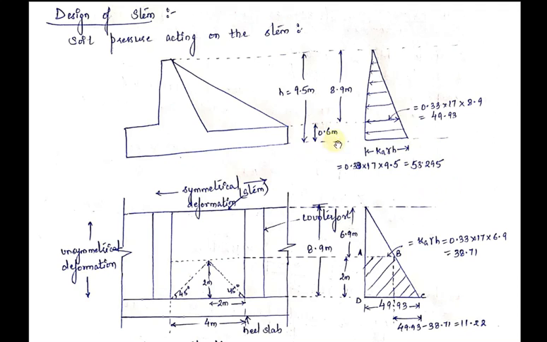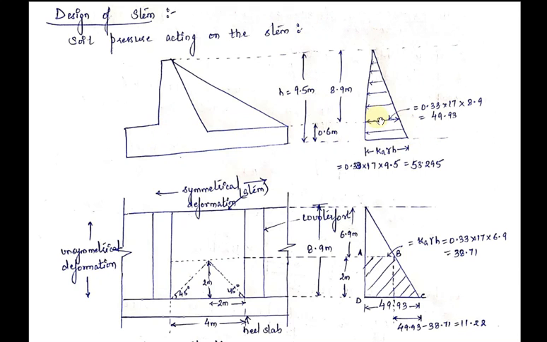We already found the thickness of the heel slab in the previous sections, and the total height was already given in the question. So if this is 0.6, the height of the stem will be 9.5 minus 0.6, that is 8.9 meters. Now, to find the soil pressure at the base of the stem, that is at a depth of h equal to 8.9 meters, I just put h as 8.9 in this formula. So I get Ka gamma h equal to 49.93 kilonewton per meter width. So this much soil pressure will act at the base of the stem.